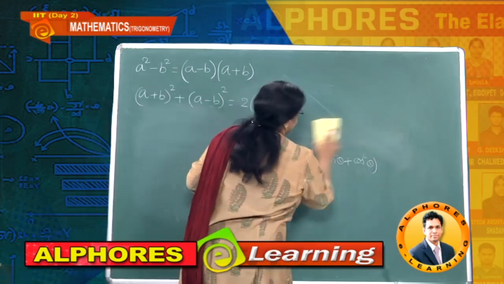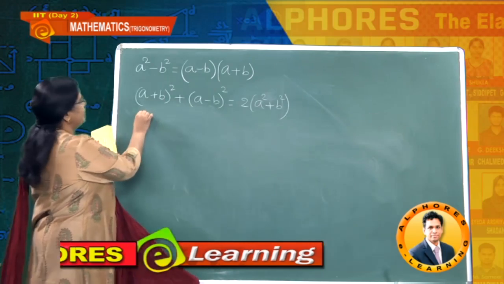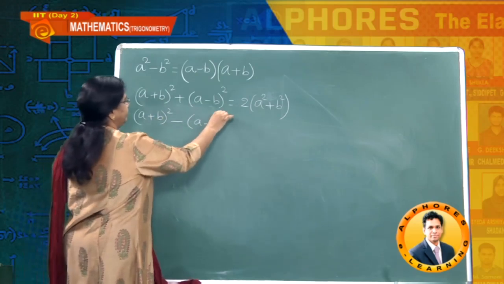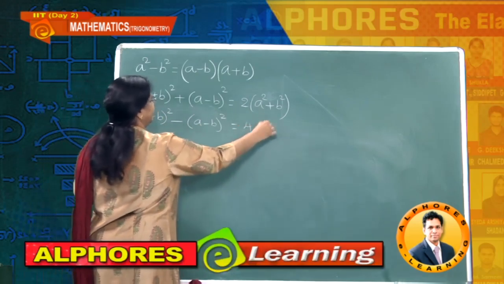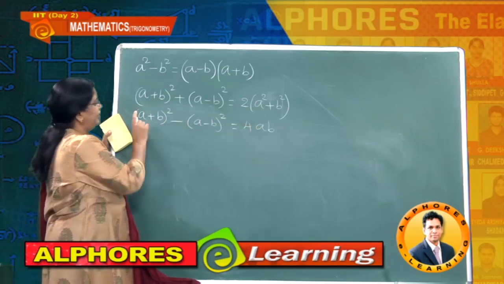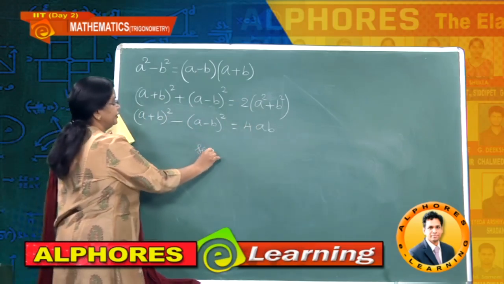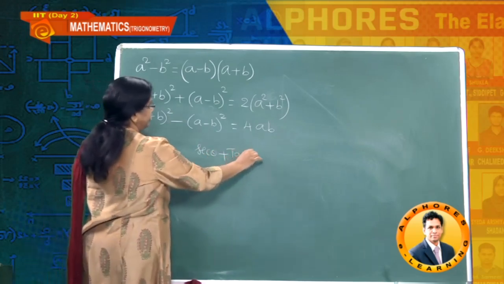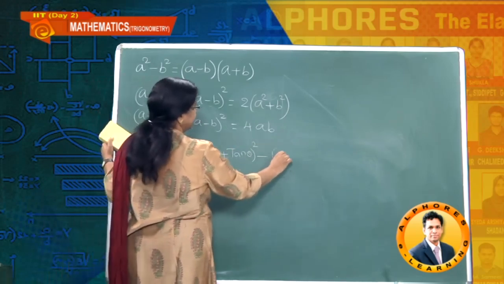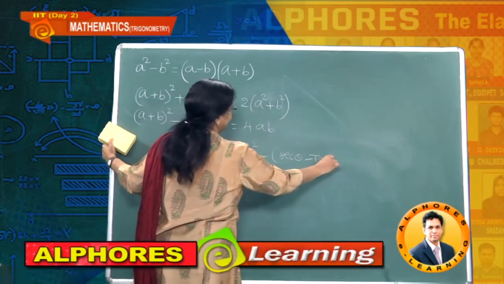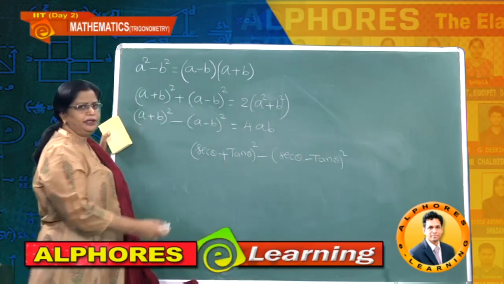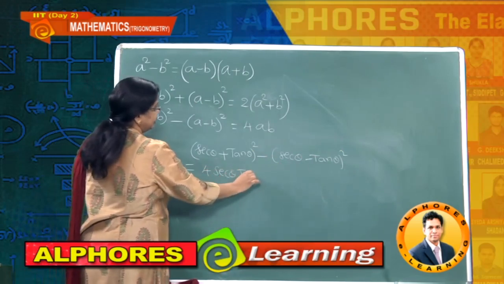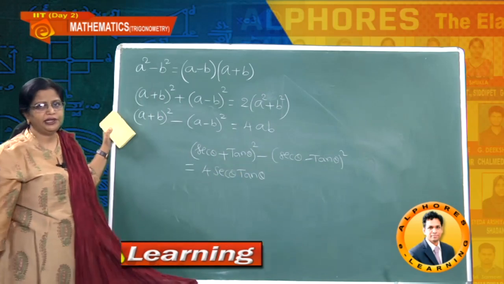And the next one is, if I take the minus symbol, that is (a plus b) whole square minus (a minus b) whole square, then this is equal to 4 times ab. Again, suppose I got a as secant theta and b as tan theta, and (secant theta plus tan theta) whole square minus (secant theta minus tan theta) whole square, then what is the meaning here? This is equal to 4 times, directly you can write secant theta into tan theta.